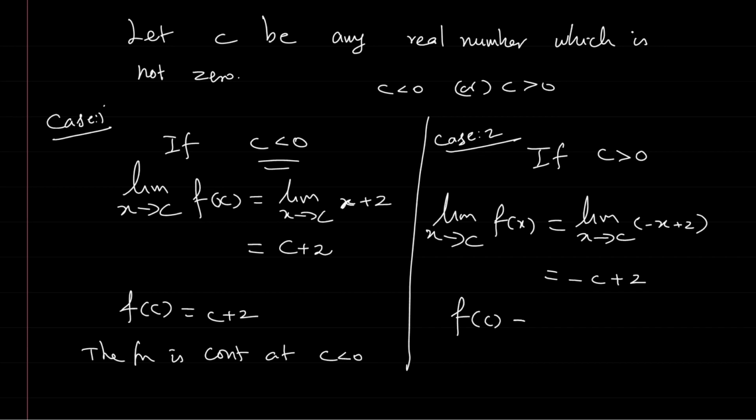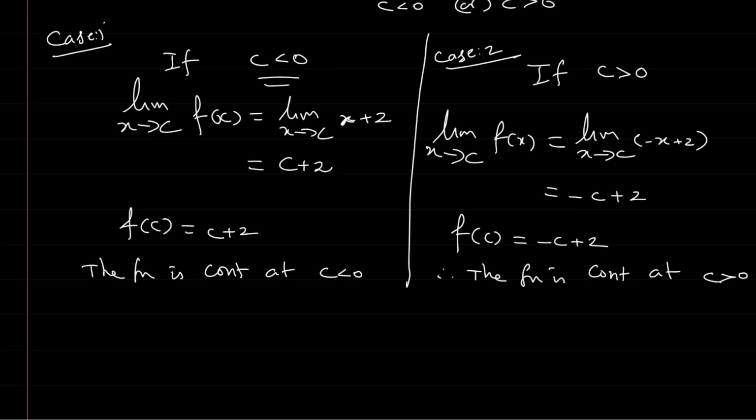Now what about f of c here? Since c is greater than 0, the function takes minus x plus 2. Therefore f of c will be minus c plus 2. Therefore the condition is satisfied here. Therefore the function is continuous at c greater than 0.